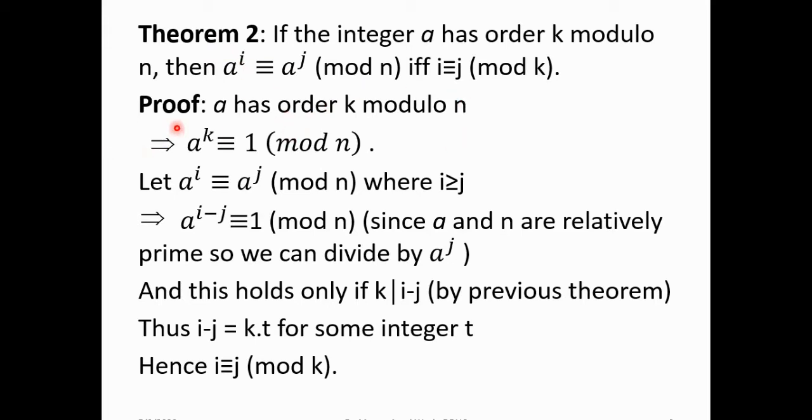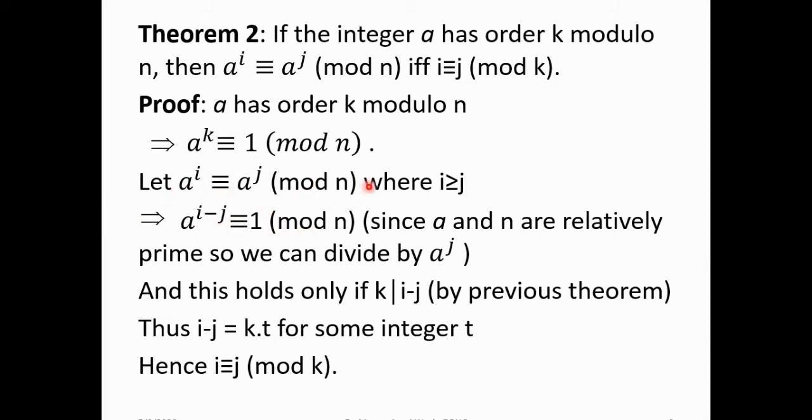So let's prove this. Suppose that a has order k modulo n. This is given to you. What does it mean? It means a to the power k is congruent to 1 modulo n. Now let the left hand side hold, that is, a to the power i is congruent to a to the power j mod n, where i is greater than or equal to j. So this means a to the power i minus j is congruent to 1.